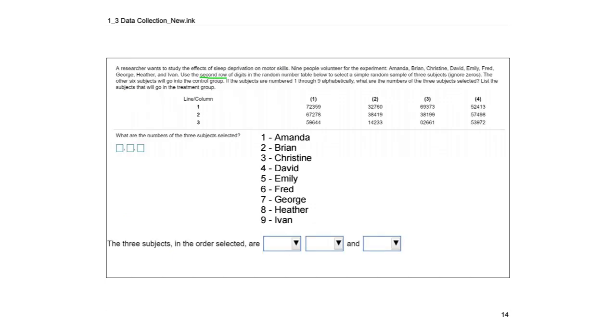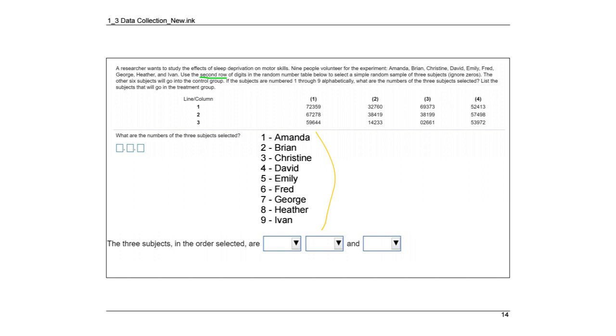All right, so this is a problem from my stat lab. A researcher wants to study the effects of sleep deprivation on motor skills. 9 people volunteer for the experiment. Okay, and so I went ahead and typed those people here so that we could see. Right, so that's right here. We have Amanda, Brian, all the way down to Ivan. Okay, so I went ahead and wrote them, and I gave them numbers 1 through 9.